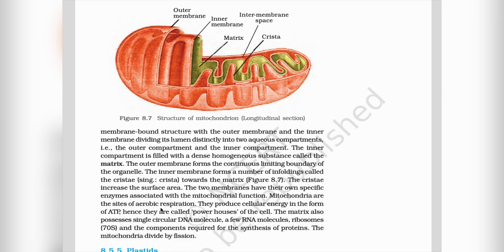Mitochondria are the sites of aerobic respiration. They produce cellular energy in the form of ATP, hence they are called powerhouses of the cell. The matrix also possesses a single circular DNA molecule, a few RNA molecules, ribosomes, 70S ribosomes, and the components required for the synthesis of proteins. The mitochondria divide by fission.